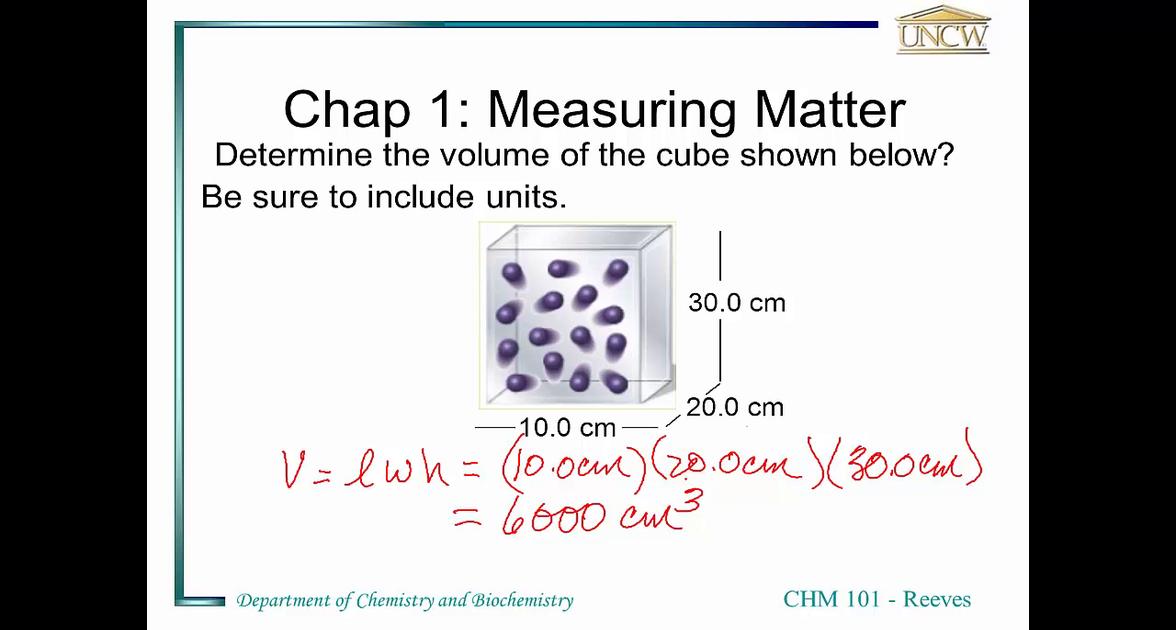But the issue here is that 6,000 is actually one significant digit. If you had a decimal point here, it would be 4, but we're not allowed 1 or 4, we're only allowed 3. So the proper way to write this, since these are all 3 significant digits, is to write this as 6.00 times 10 to the third cubic centimeters. Incidentally, a cubic centimeter is about a milliliter.